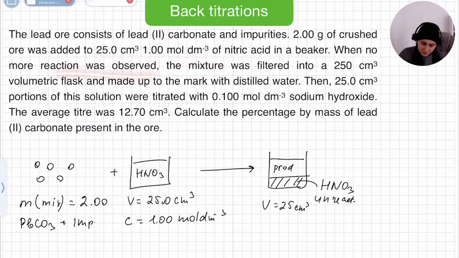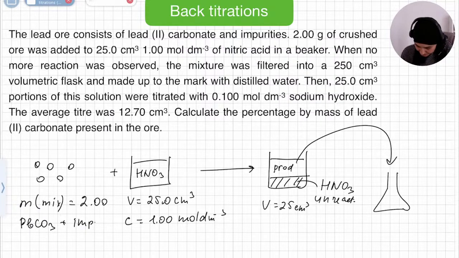When no more reaction was observed, the mixture was filtered into a 250 cubic centimeter volumetric flask and made up to the mark with distilled water. So why do they do filtration? Well, they get rid of the impurities that didn't dissolve, that didn't react with HNO3, because we assumed that only lead carbonate reacted. Now all of that unreacted HNO3 has a volume of 250. So basically they filter it out and dilute this solution 10 times, up to 250.